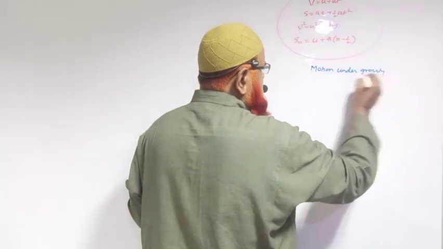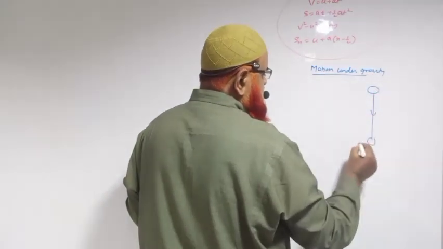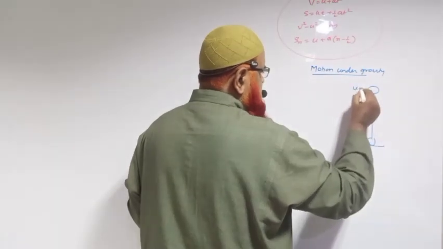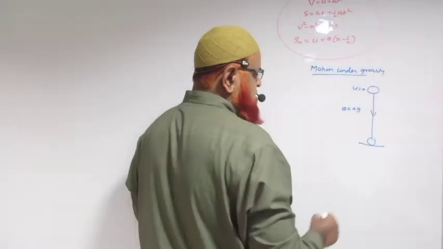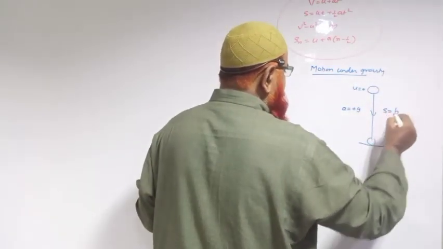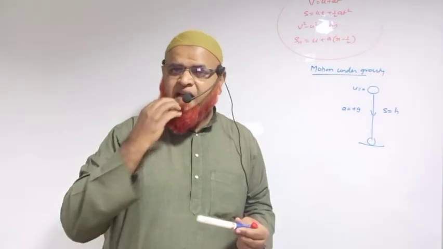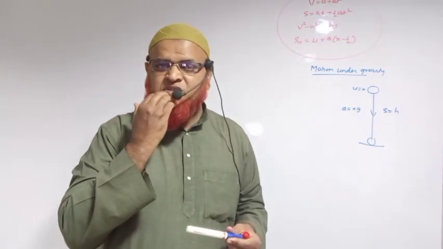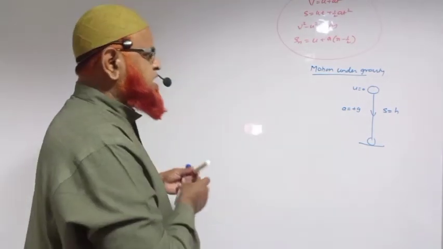What is the meaning of motion under gravity? For example, if a body is dropped from a certain height, its initial velocity is 0 and acceleration is going to be plus g because it is coming downwards, and displacement is taken as height. If it is the case of vertical motion, we consider this as a height. Vertical motions are always considered to be heights. Yes, it is going to be height here.